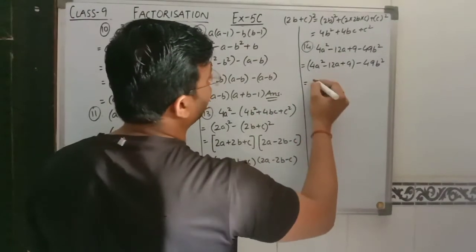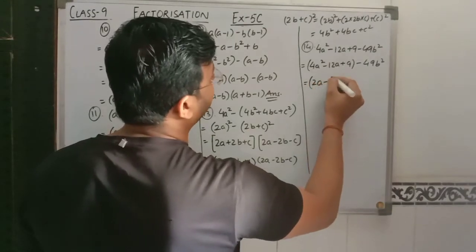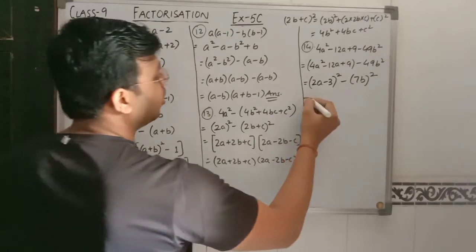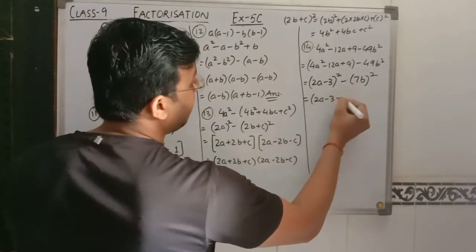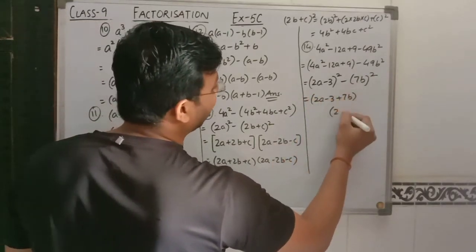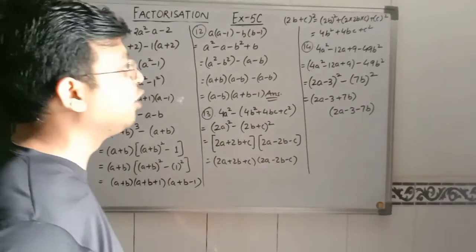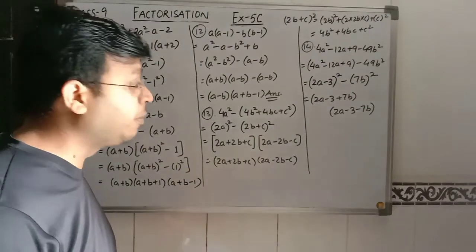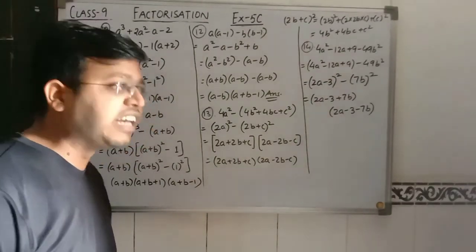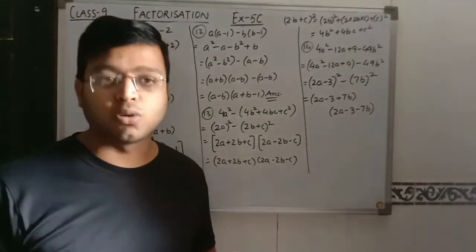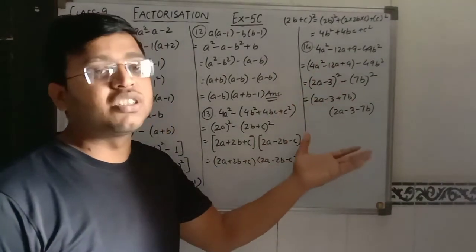So these are forming the formula of 2a minus 3 whole square, and this is forming the formula of 7b. Now in the first bracket a plus b, and in the second bracket a minus b. So that is the final answer, because nothing is possible after this step. So sometimes you have to apply the identities of a plus b whole square, a minus b whole square also, to make the question light.